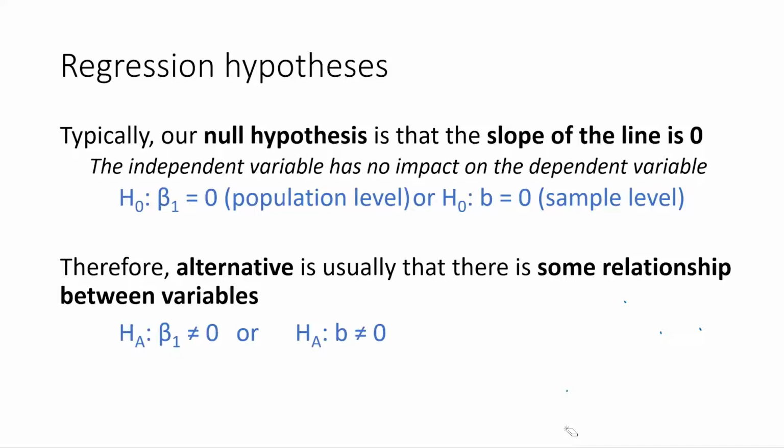So when we write our hypotheses, our null hypothesis is that beta sub 1 or b, I'll accept either, equals 0. So the slope at the population or sample level is equal to 0. Therefore, the alternative is usually that there is some relationship between the variables. That is, the alternative is that beta 1 or b does not equal 0. The slope is not 0. It's either bigger than 0 or less than 0.